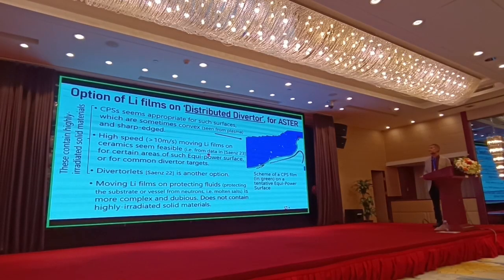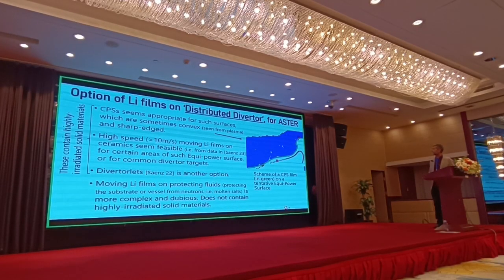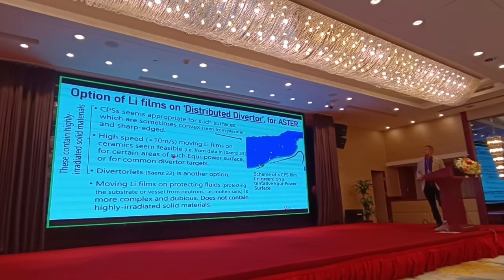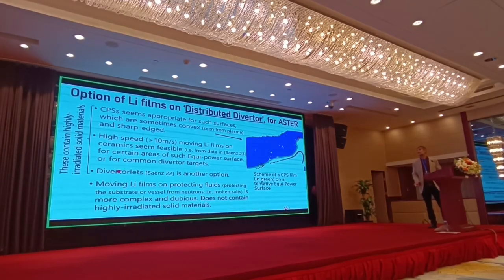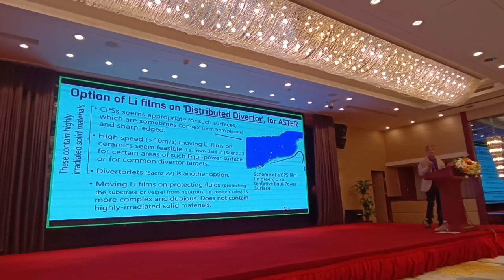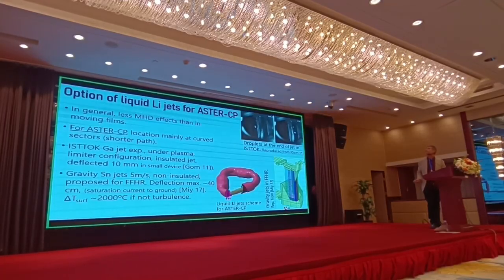We would like high-speed moving films at some areas if possible, while it's unclear. Should be on ceramics. We have the data from Dr. Science. Yes, could be. Also, divertorlets for some areas could be possible. But I prefer moving fields on molten salts in order to protect the solid surface from neutron radiation. But it is more dubious and problematic. We'll see if it's possible to have this.